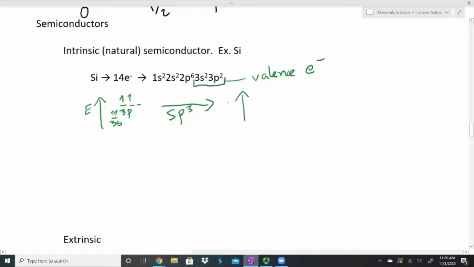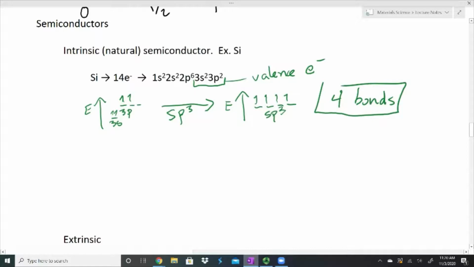And so we end up with this energy level where they all get split apart equally, and I can put 1 electron in each of those. That means that I get 4 bonds. Very important, 4 bonds. All right, so silicon is an intrinsic semiconductor. It means it's natural. In its natural state, it acts as a semiconductor.